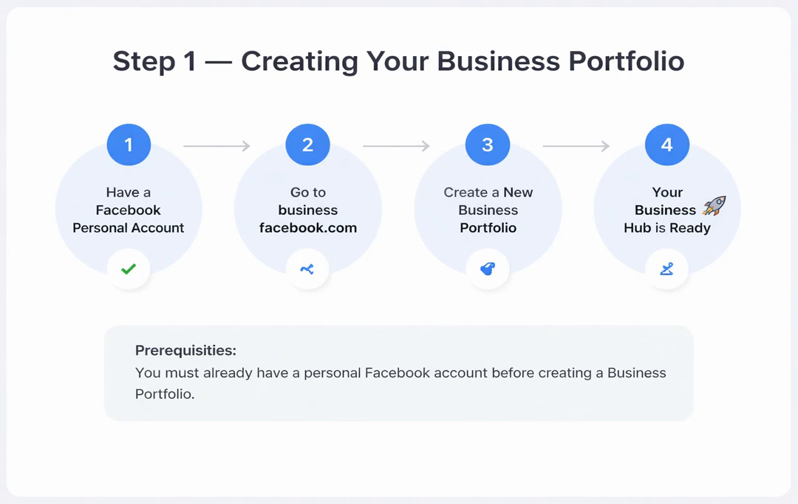The instructor is clear that before you can do anything here, you need to already have a personal Facebook account set up. Once you have that, you go to business.facebook.com and create a new business portfolio. This business portfolio becomes your central hub. Everything else, your pages, your ad accounts, your pixels, all of it will live inside this portfolio. It's essentially the container that holds all your advertising assets in one organized place.